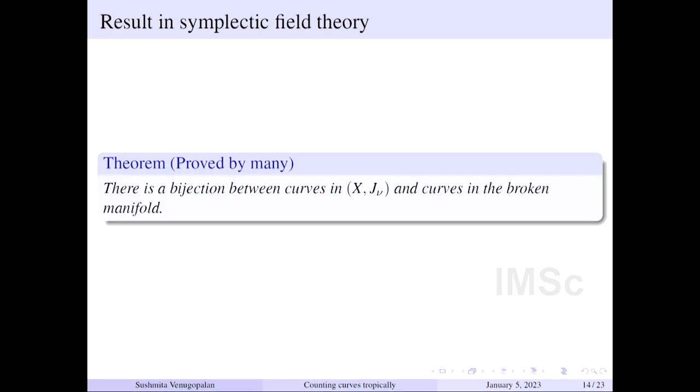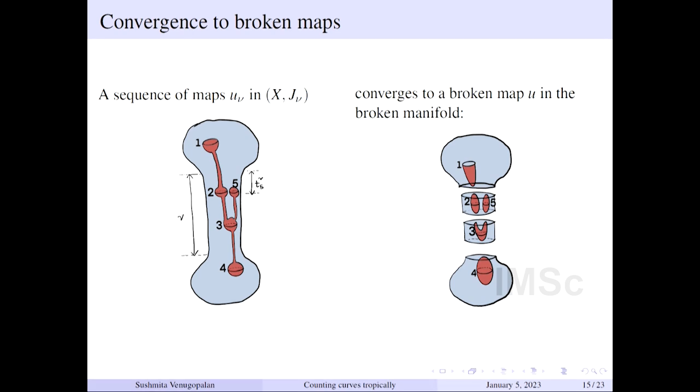This result is kind of famous by now. It's been a field of research since 2000, so for the last 20 years. You can show that there is a bijection: the curve counts in the neck stretched manifold are the same as the curve counts in the broken manifold. So you can go back and forth between them. And this is more of the same: if you take a sequence of maps in neck stretched manifolds, as the neck length goes to infinity, it converges to broken maps, which look like those maps on the right side.